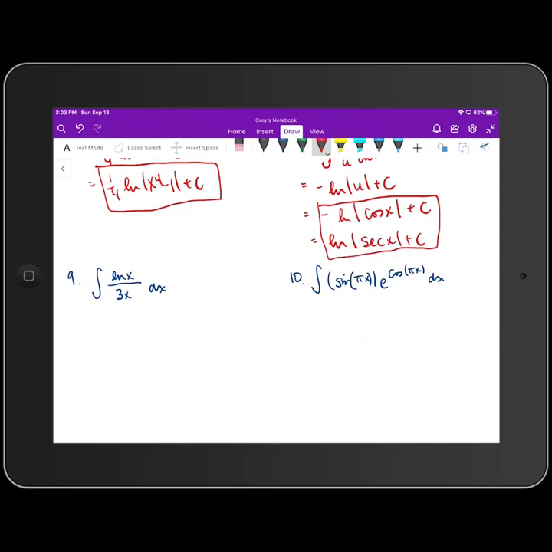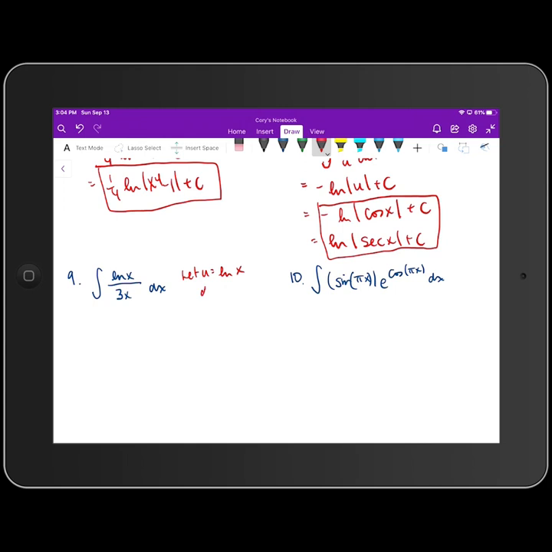Okay, for 9, we have the natural log of x divided by 3x, which we are integrating with respect to x. So again, we have the quotient of two functions, neither of which are a composite function. And I said usually you want to let u equal what's in the denominator, unless you have a natural log function or an inverse trig function, like inverse sine or inverse tangent.